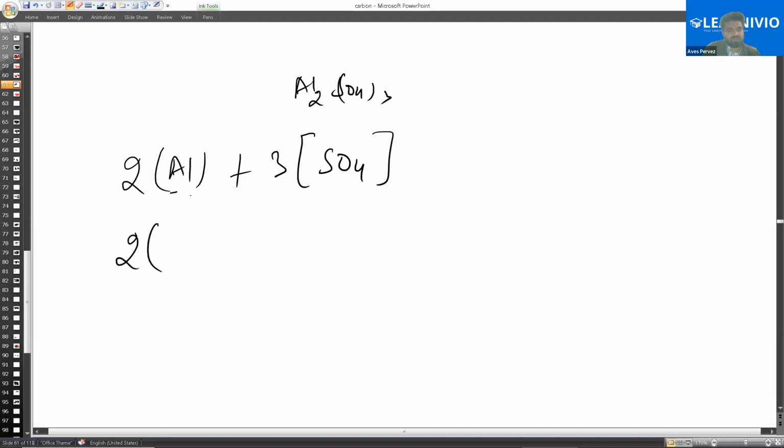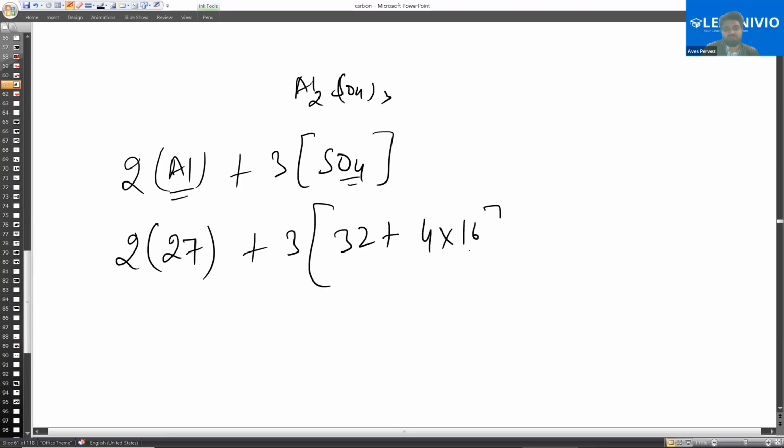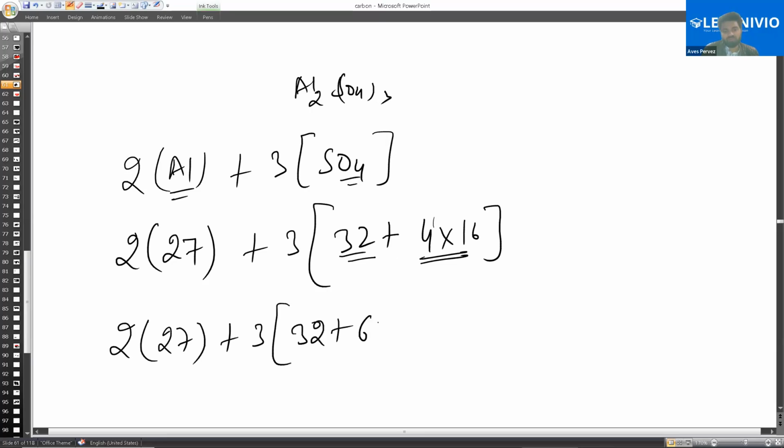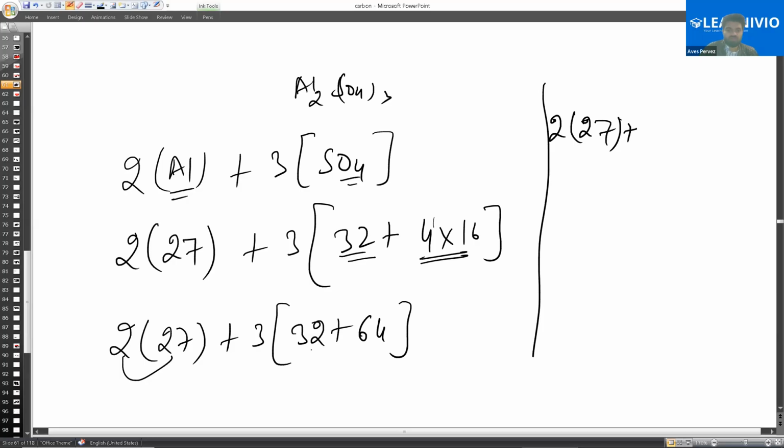Now 2 into the mass of aluminium, which is 27, plus 3 into the mass of 1 sulfate ion. Sulfur is 32 plus 4 into 16, because 1 oxygen atom has a mass of 16. According to the BODMAS rule, first we will multiply, then we will add. 4 into 16 is 64. So 2 into 27 plus 3 into 32 plus 64. The 32 plus 64 will be 96.